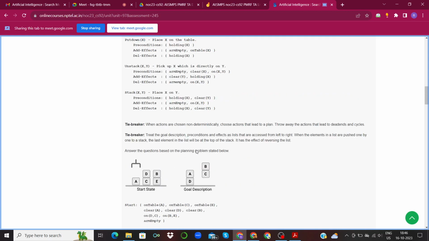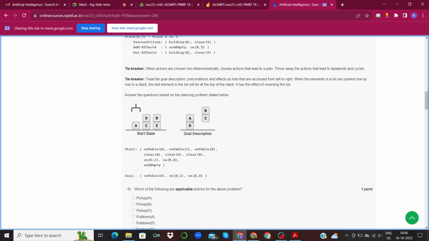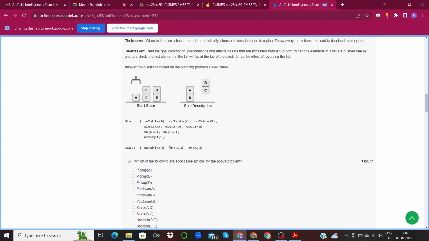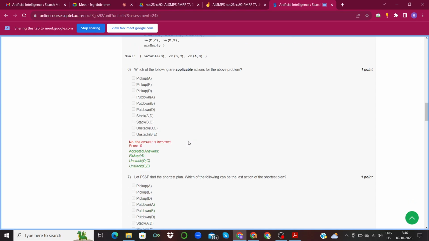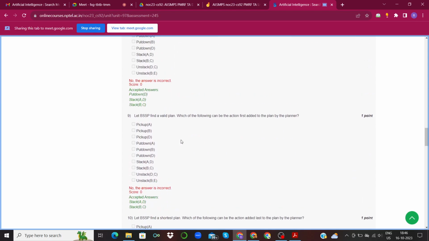So our goal state is to reach a condition where A is on top of D and B is on top of C, right? And the way you can achieve it is by stacking A on D and stacking B on C, right? So if you remember, the goal state over here is on(B, C) and on(A, D), right? And the way you can achieve either of these is by stack(B, C) or stack(A, D), right? Or if you also want to achieve ontable(D), which would be achieved by the action putdown(D). So let's see what are our possible solutions.